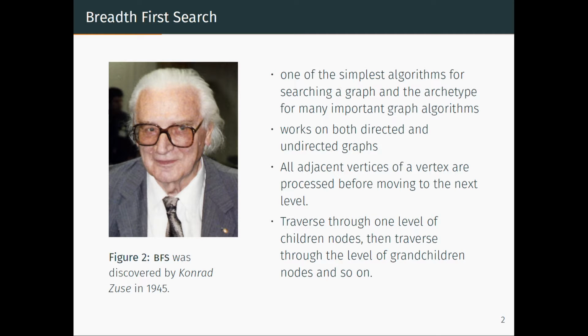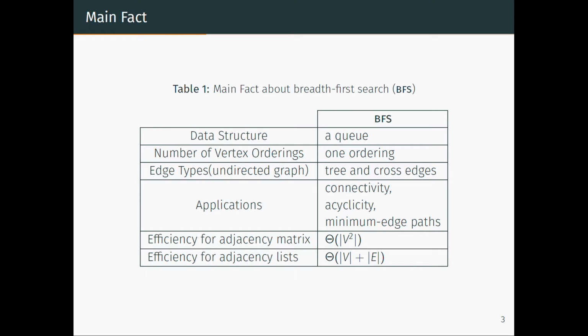Breadth-first search was discovered by Konrad Zuse in 1945. It is one of the simplest algorithms for searching a graph and the archetype for many important graph algorithms. It works on both directed and undirected graphs. All adjacent vertices of a vertex are processed before moving to the next level. It begins by traversing one level of children nodes, then the level of grandchildren nodes, and so on. Here are the main facts about breadth-first search.